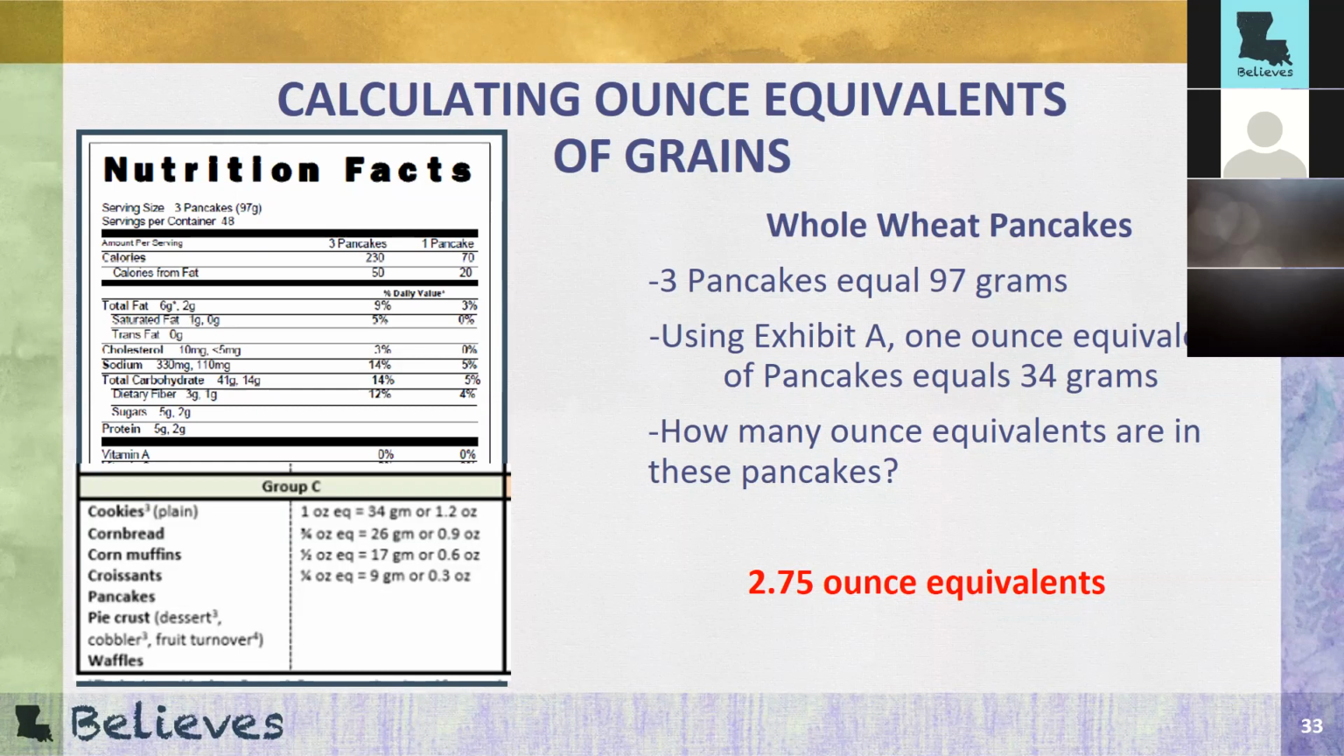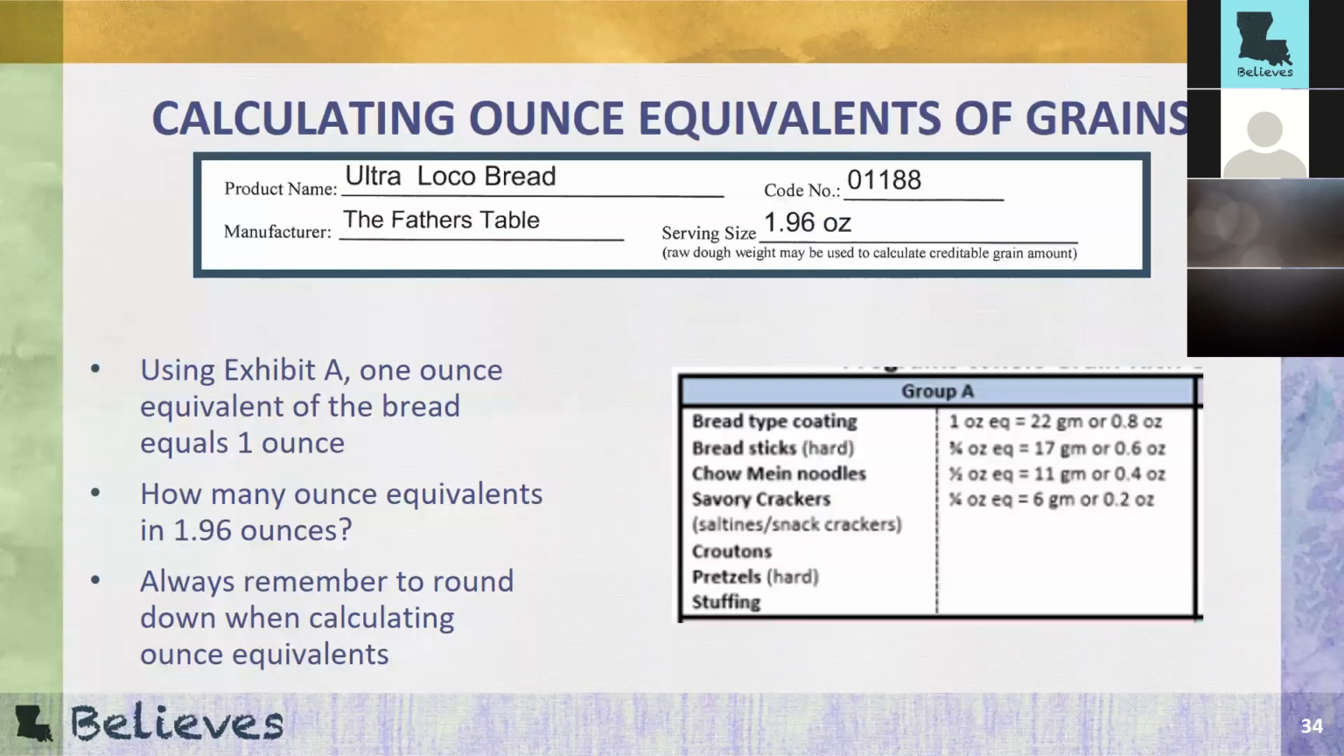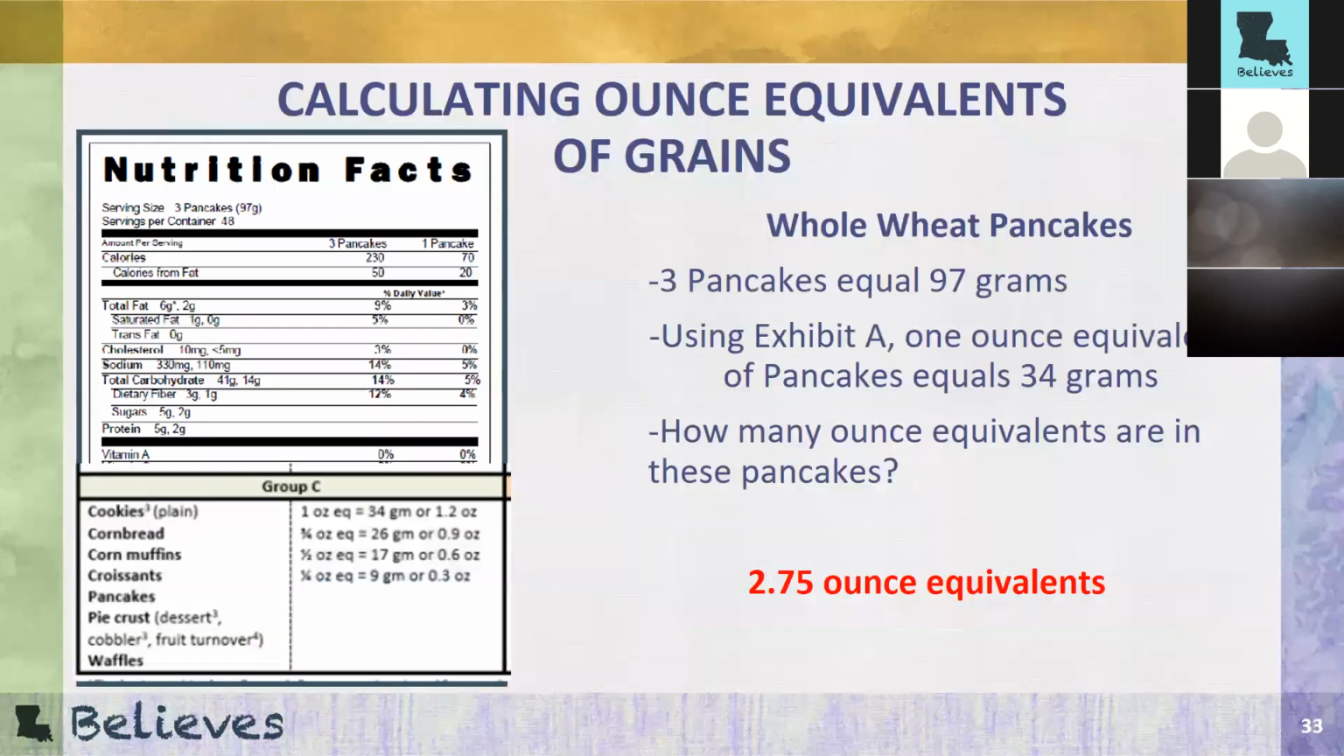So 97 divided by 34 is going to equal 2.85. But remember, we have to round down to the quarter ounce. So we're going to round it down to 2.75 ounce equivalents.